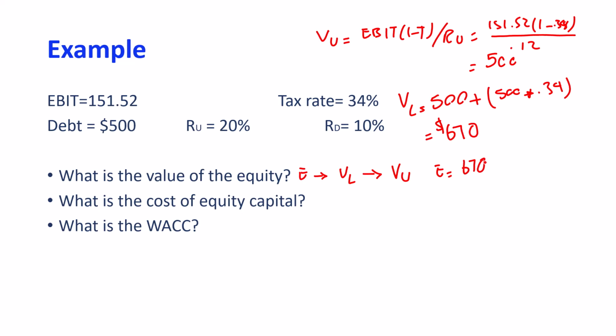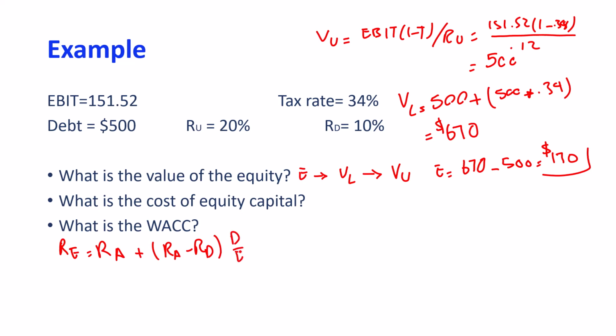Now you can calculate the value of the equity, which is 670 minus 500 in debt, which is going to be $170 in equity, right? So based on these numbers, what is the cost of equity for this firm? RE is RA or RU in this case plus RA minus RD times debt to equity ratio times 1 minus the tax rate. Remember, RA and RU are the same thing here.